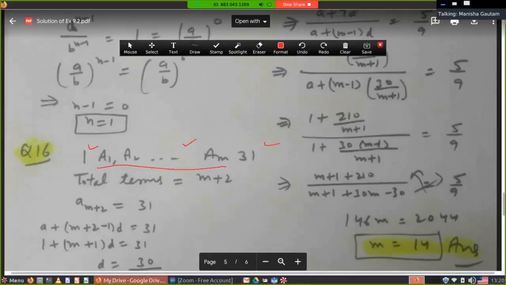M terms are inserted, m plus 1 and m plus 2. Total terms will be m plus 2, including 1 and 31. If you are counting the number of terms, there are m plus 2 terms. It means 31 is the m plus 2th term.